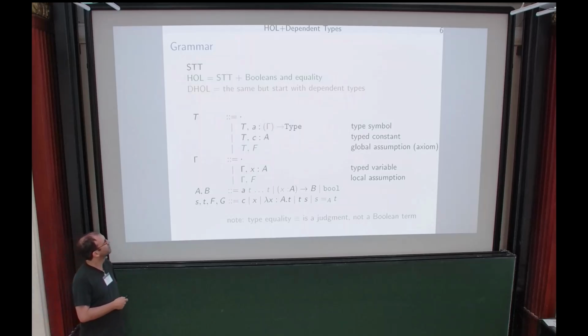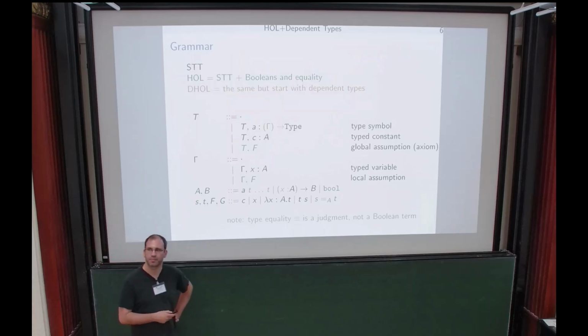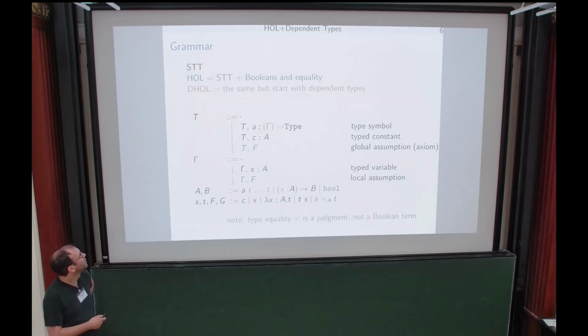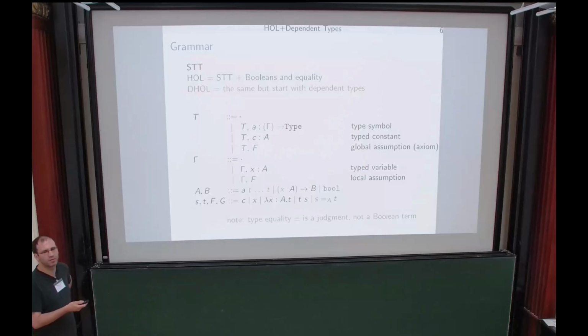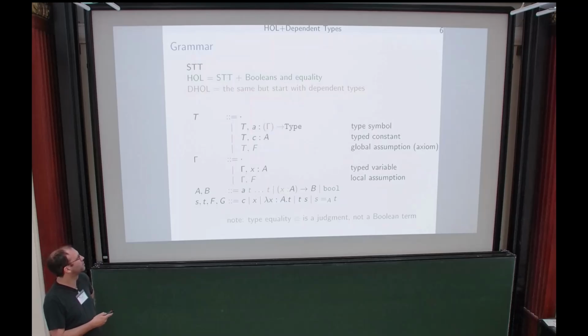And everything else can stay the same. Again, based on the equality, we define all the other connectives, and all the rules of higher-order logic are just adjusted slightly to basically whenever we used to have arrow, now we have pis.